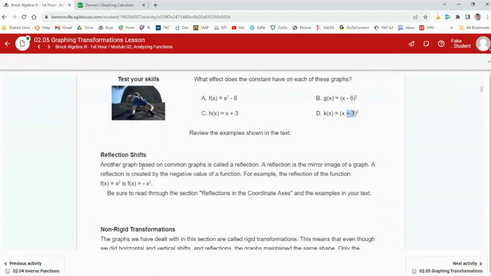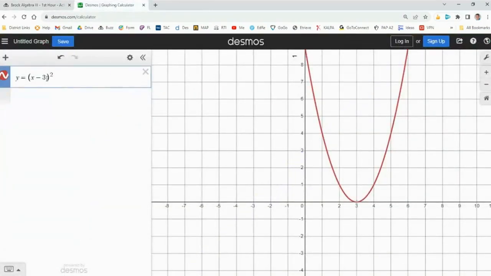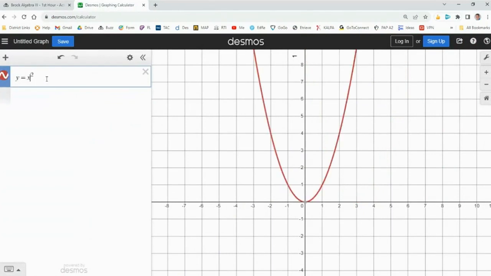All right, let's talk about a reflection shift. A reflection shift is different still. Let's go back to our x squared. There's x squared. That means you put a negative out front. If I put a negative out front, it reflects it downward. Now, I'm not going to say it reflects it over the x-axis because that's not necessarily true. It just reflects it downward. Well, another glitch here, but I'm just illustrating the difference between reflecting downward and reflecting over the x-axis.